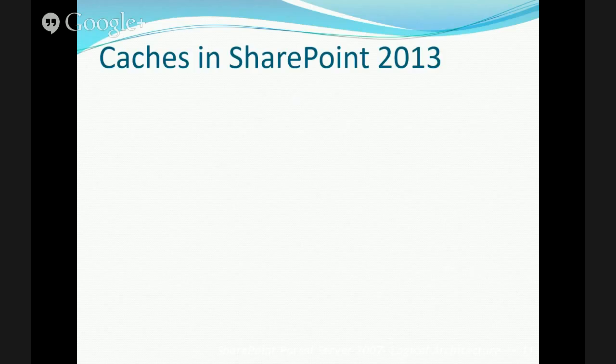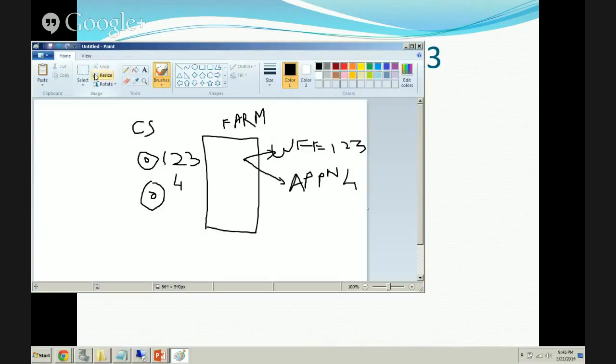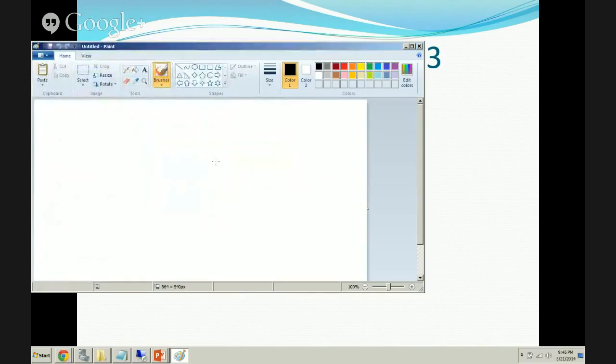So let us look at what are the areas of SharePoint for which you would be creating caches. First is the activity feed. To explain this concept of activity feed, let me quickly go through the social data concept. We all know that there is going to be a personal area for every person in SharePoint, and this personal area is going to be called my site.